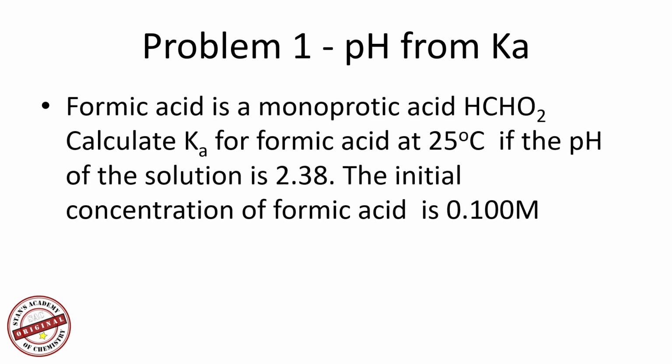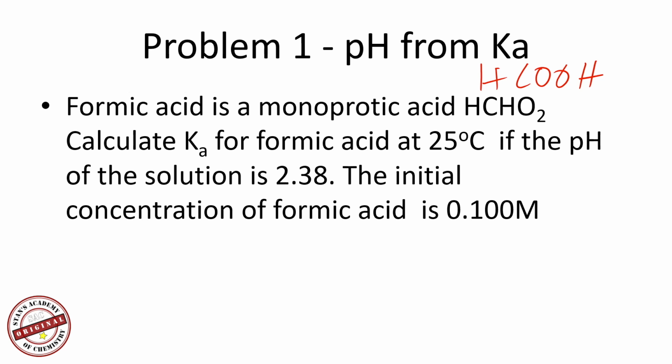Here is a problem for you. We're going to calculate the Ka when the pH is given and some concentration terms too. Formic acid is a monoprotic acid. Formula is HCHO2. The organic form of this formula is HCOOH. This is called a carboxylic acid, where the carboxylic acid group is COOH. But you can also write it as HCHO2.